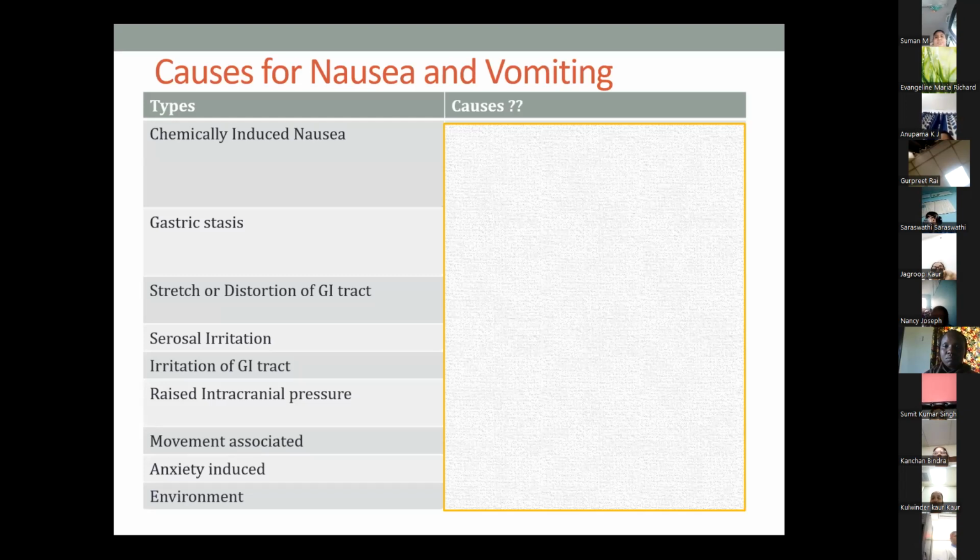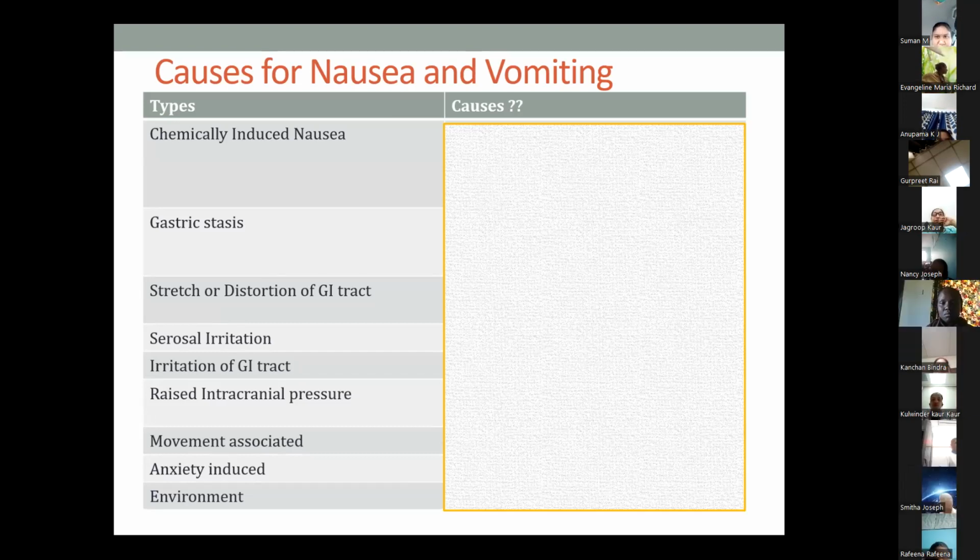So what are the causes of nausea and vomiting? I put a table here and I've put down the causes, subgrouped into chemically induced nausea, gastric stasis, distortion of the GI tract, serosal irritation of the GI tract, raised intracranial tension, then movement associated, anxiety induced, and environmental changes. So these are all different causes for nausea and vomiting.